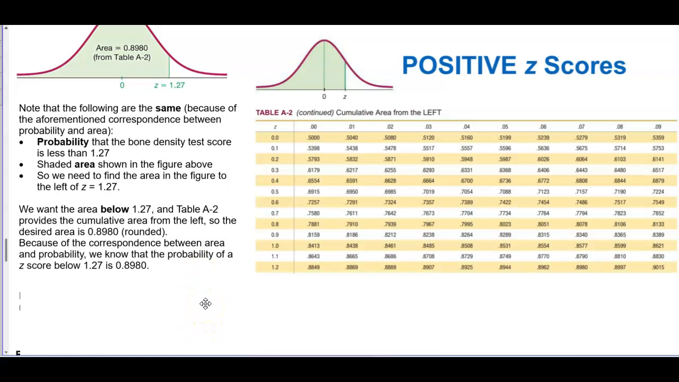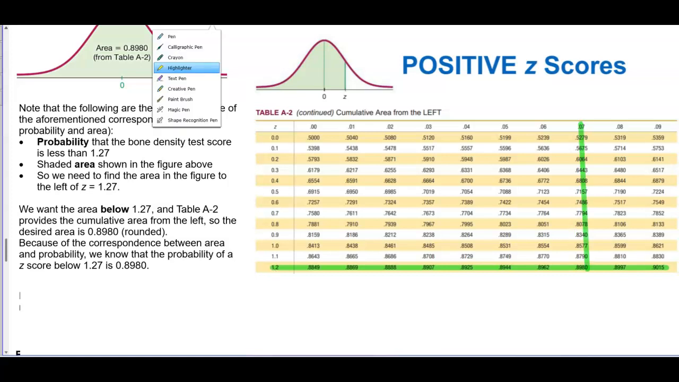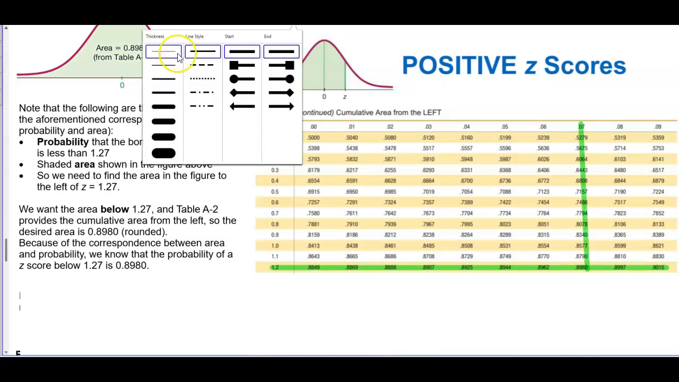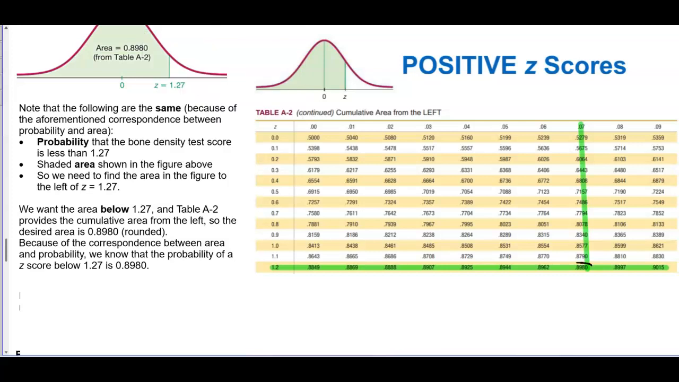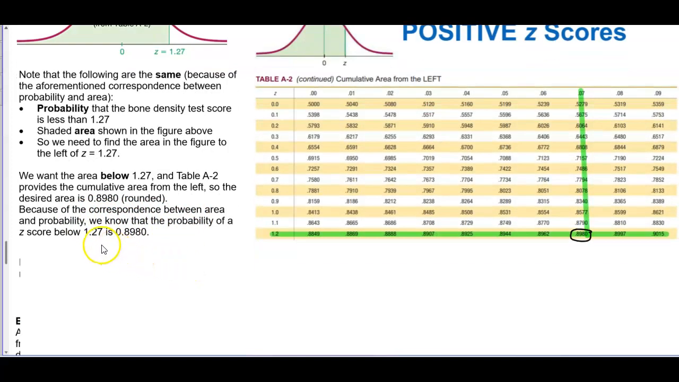So we're looking at 1.27. Using our highlighter here, we have 1.2, and then the hundredths place represents 7. If we take a look at the value that we get for the area, or the probability, it is 0.8980. So you can see that the desired area is 0.8980 rounded.